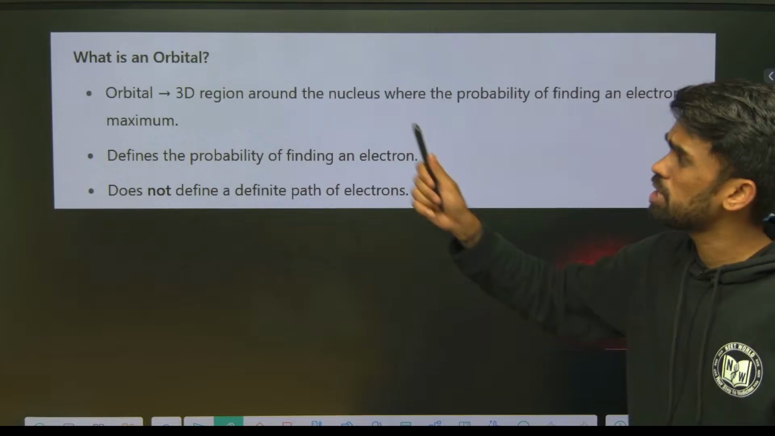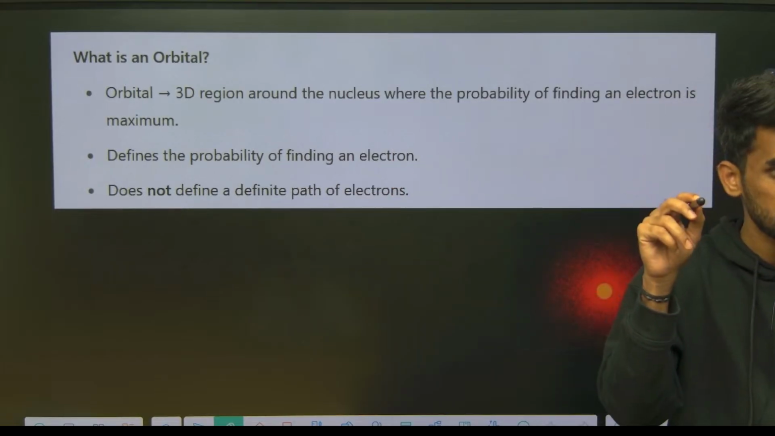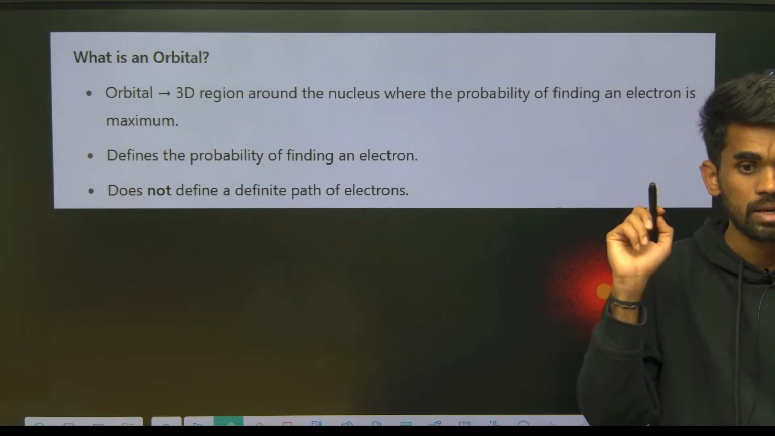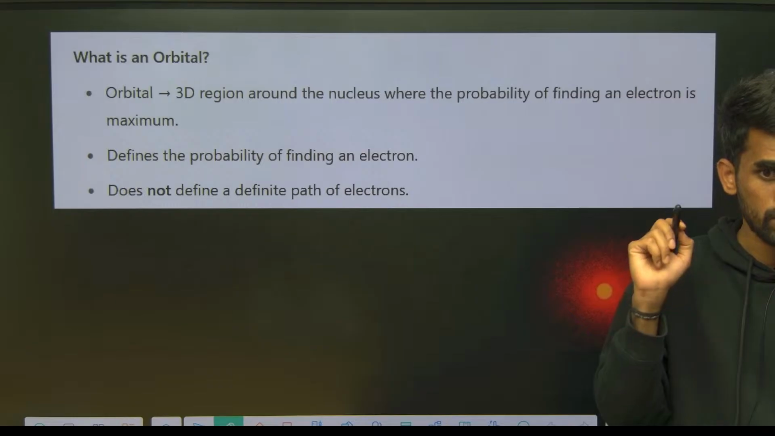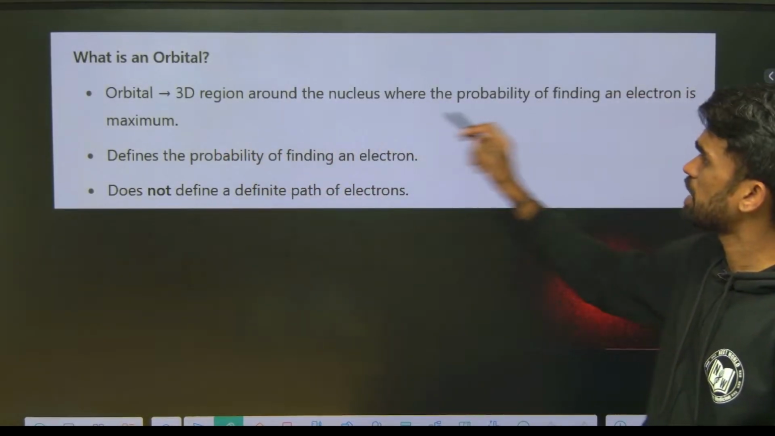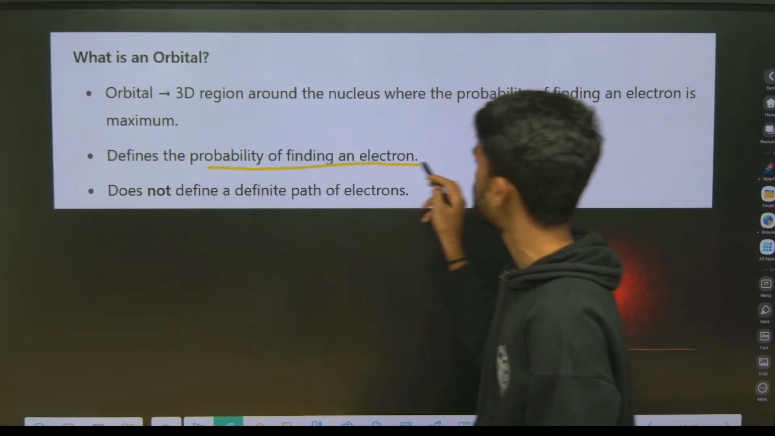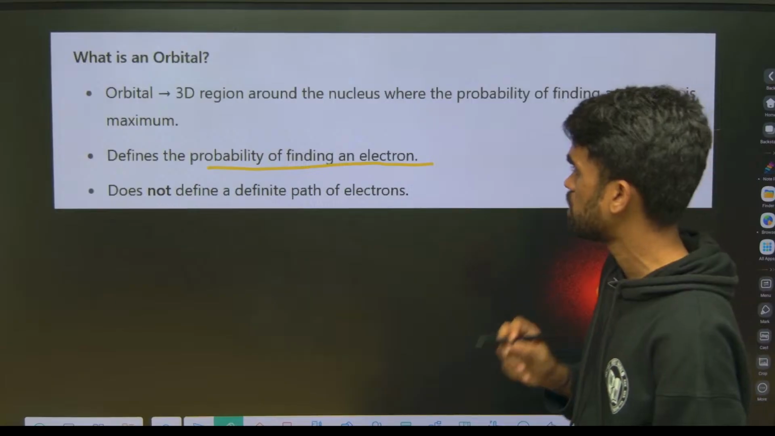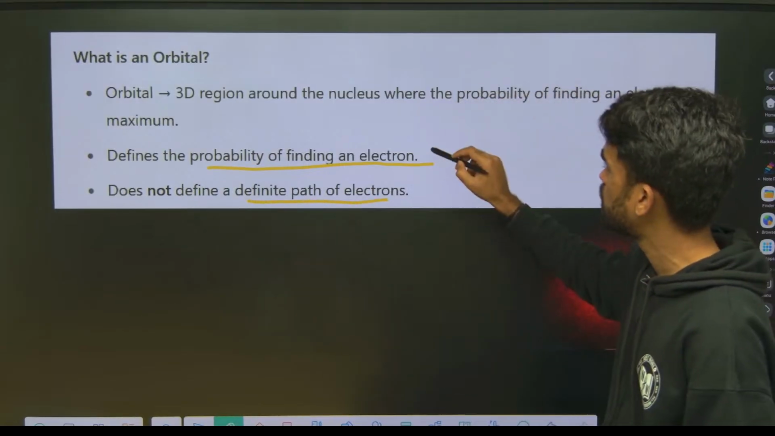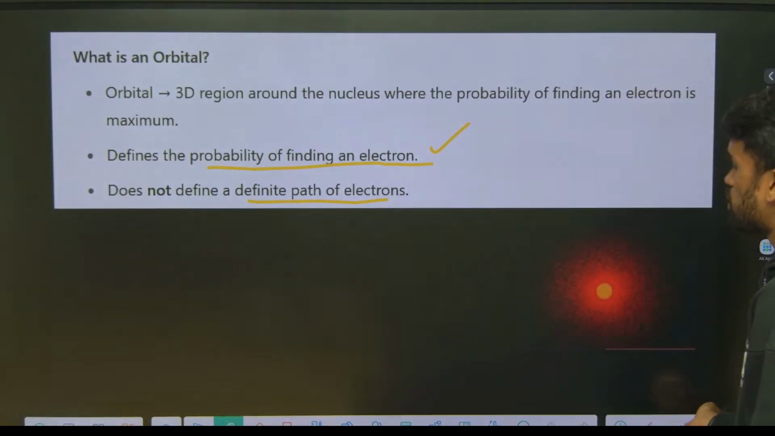Now, what do we mean by orbital? An orbital is a 3-dimensional space around the nucleus where the probability of finding an electron is maximum. So what does an orbital define? It defines the probability of finding an electron. It does not define the path of the electron, but it defines where finding an electron will be maximum. That is what is defined here.